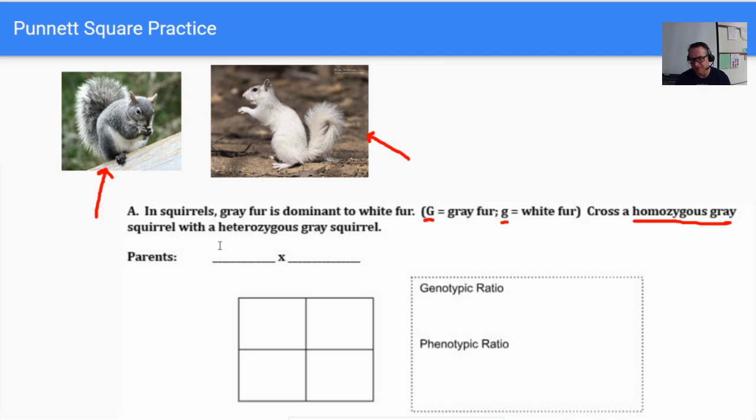Homozygous gray. So step one, find the genotype of this parent. Homozygous means same, and since it's gray, it's going to be big G, big G. All right, so there's the genotype of one of the parents. And what's the other one? The other one is a heterozygous gray squirrel. So if you know what heterozygous means, you got a chance. If not, you're just guessing.